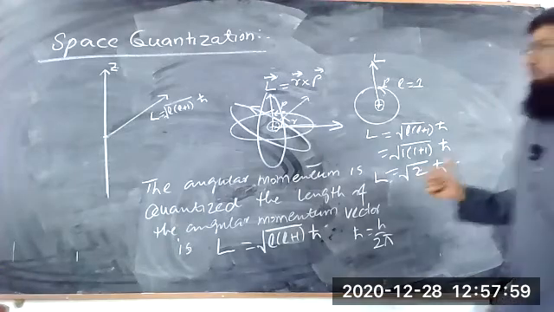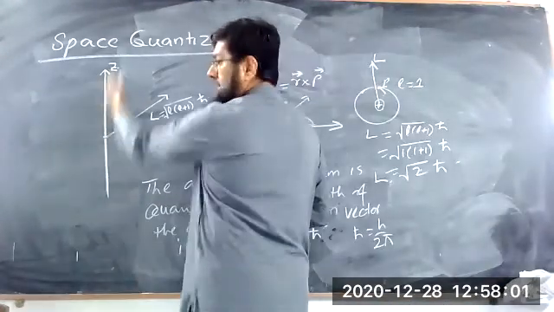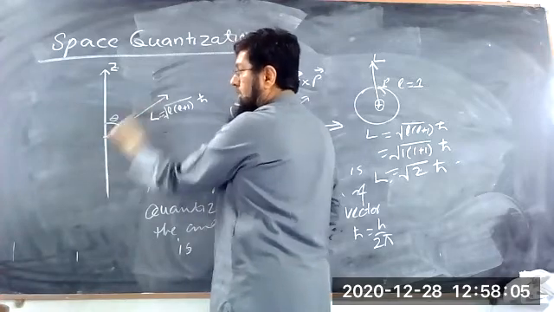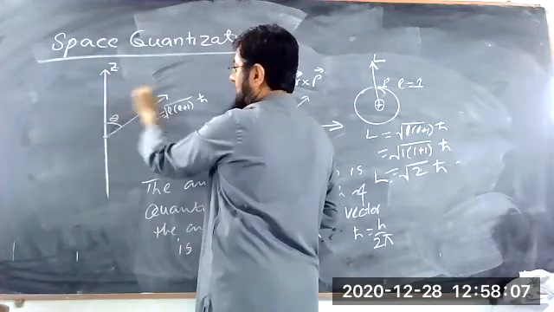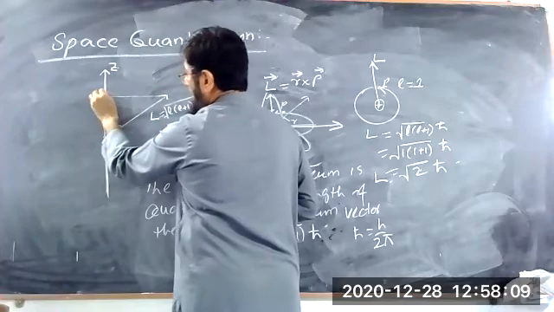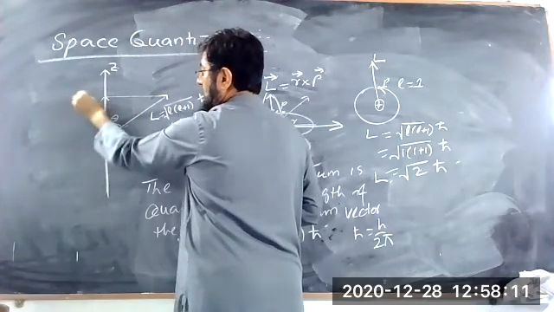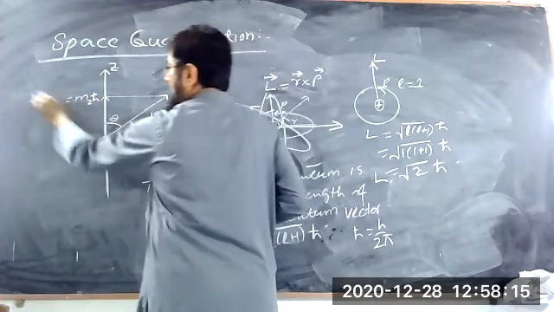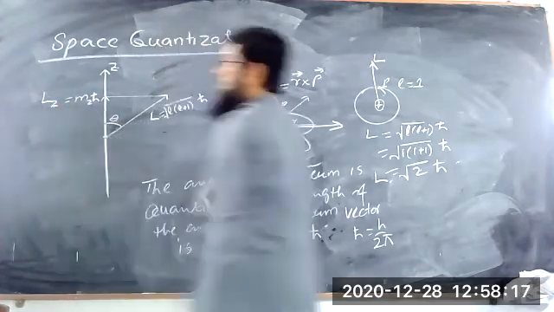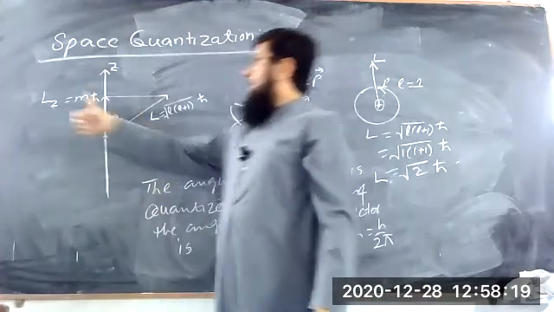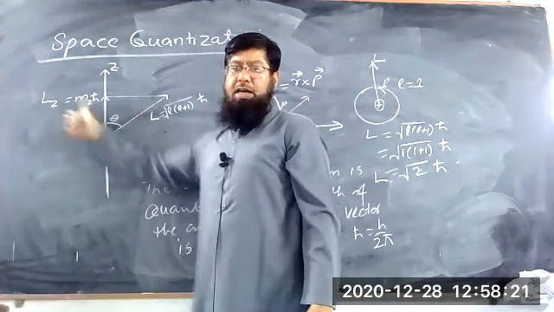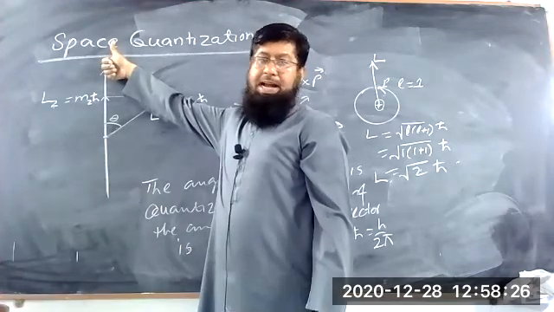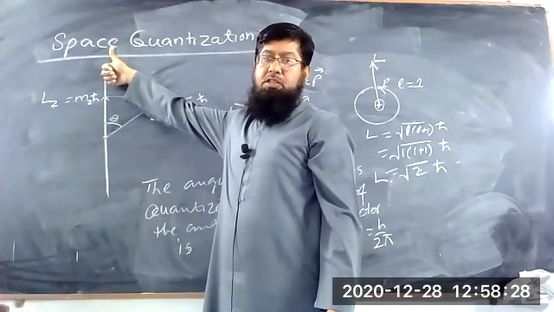And this length, its projection is along the z-axis, along the reference axis. This is the angle of the vector which it is making with the reference axis. Its projection along this axis is known as mz times h cut, which we call Lz. Lz is the projection of the angular momentum along the reference axis. And this is also quantized in space.